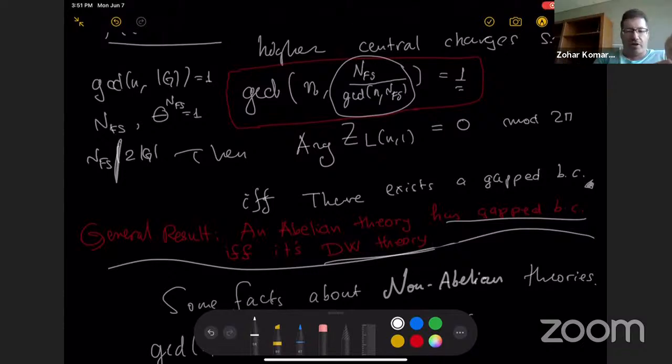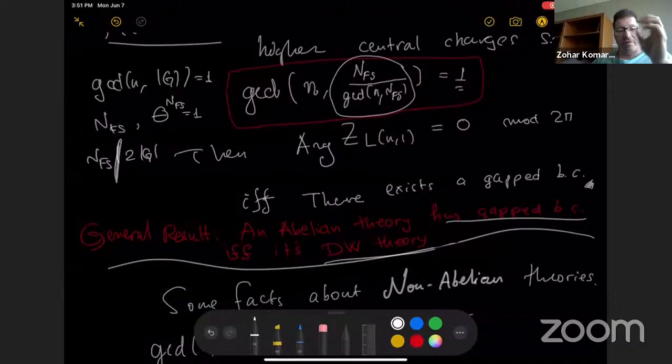First of all, one direction is trivial. Any abelian Dijkgraaf-Witten theory has a gapped boundary. You just condense all the gauge fields. The other direction is much less obvious, that every abelian theory that has a gapped boundary is secretly a Dijkgraaf-Witten theory. But this follows from some things that I am not going to explain. I don't have enough time.